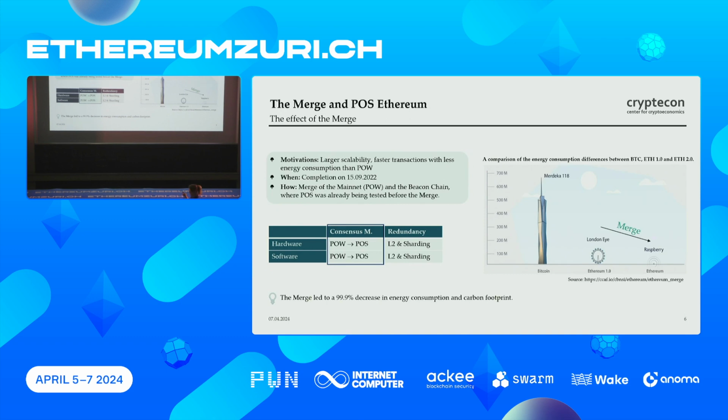As the figure on the right shows, the merge had a huge impact on the environmental impact of Ethereum. According to the Crypto Ratings Institute and the University of Cambridge, it led to a 99.9% decrease in energy consumption and carbon footprint. And all this was due to the change of consensus mechanism, which defines the hardware and software used on the network.